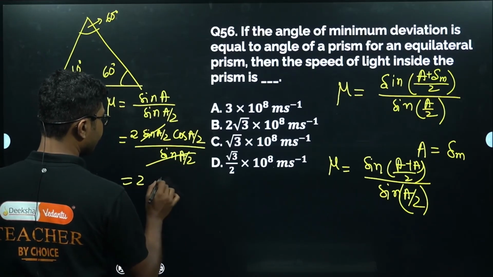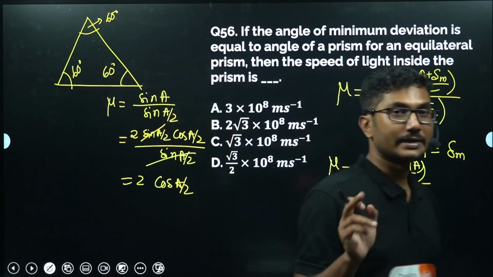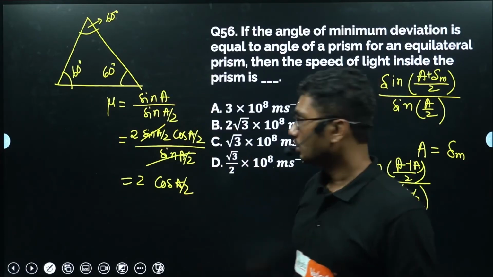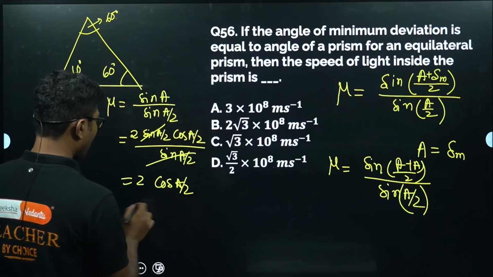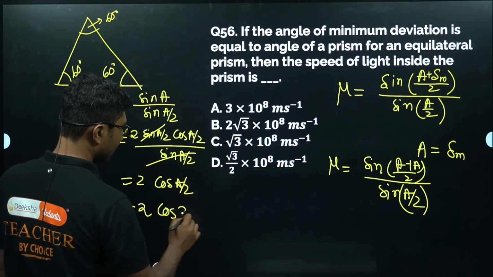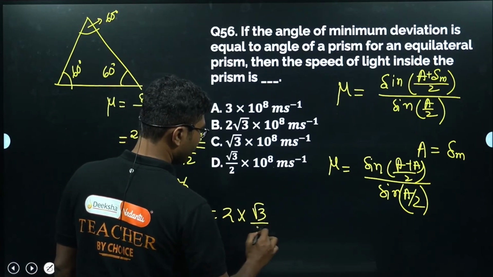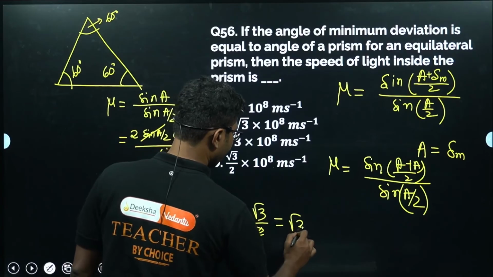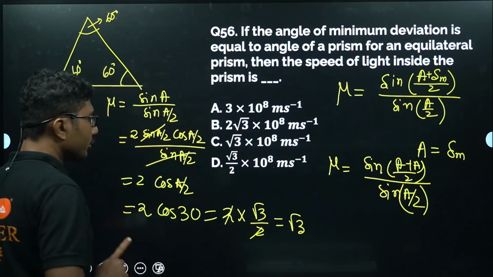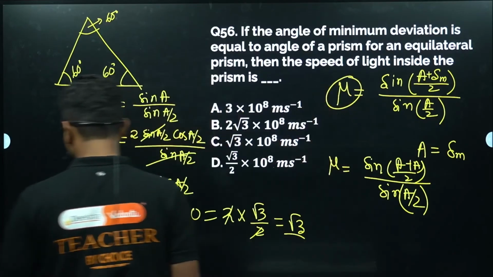Okay, if it is just a theory question, you have to know this part. Sine 2 theta is equal to 2 sine theta cos theta. So here instead of sine 2 theta, we have written sine 2(A by 2). Okay, so then we have simplified. What is the value? Angle was 60 degree, so A by 2 is 30. So cos 30 means root 3 by 2. 2 cancels. That is root 3. Okay, so root 3 is the mu, right, refractive index.